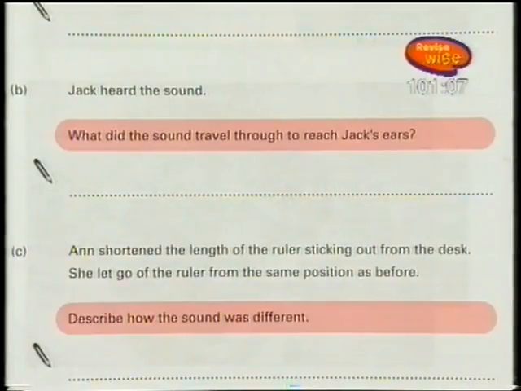Now let's have a look at the next part of the question. Anne shortened the length of the ruler sticking out from the desk. She let go of the ruler from the same position as before. Describe how the sound was different. Well, if she shortened the length of the ruler, it'd be like shortening the string, so the pitch would be higher. Hang on, let me check.